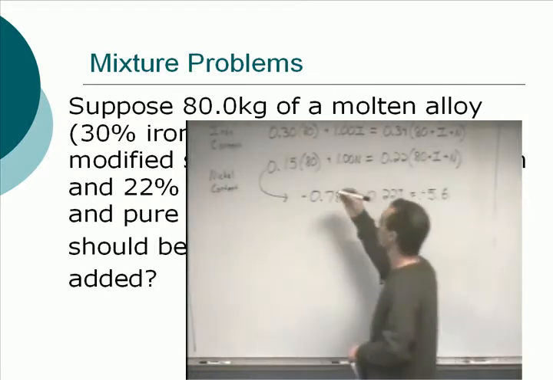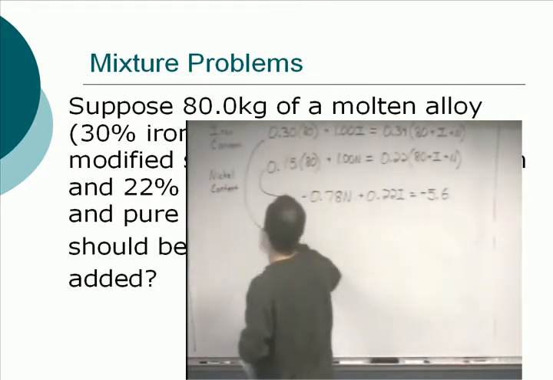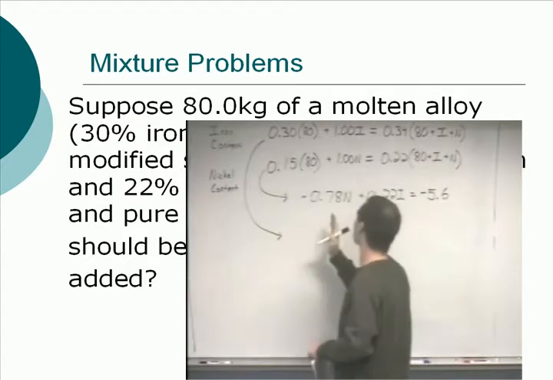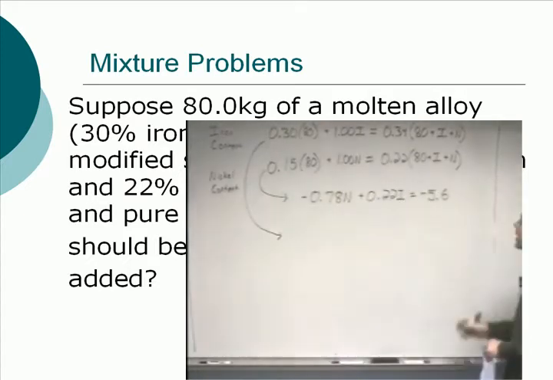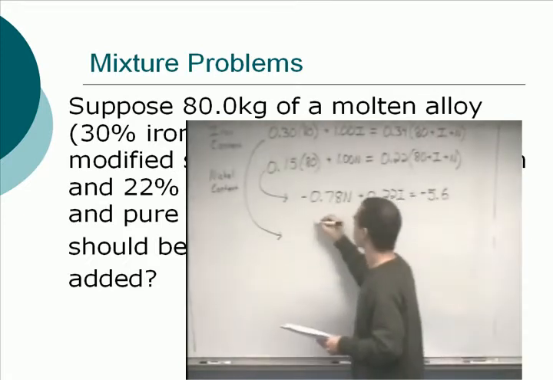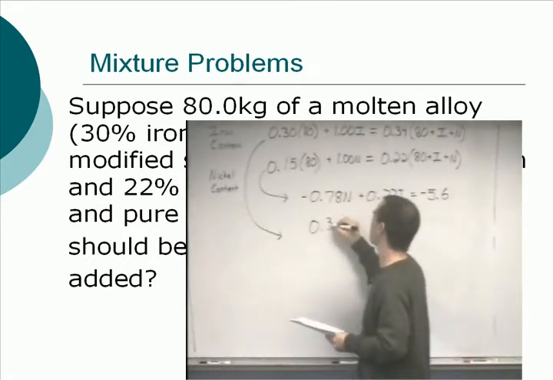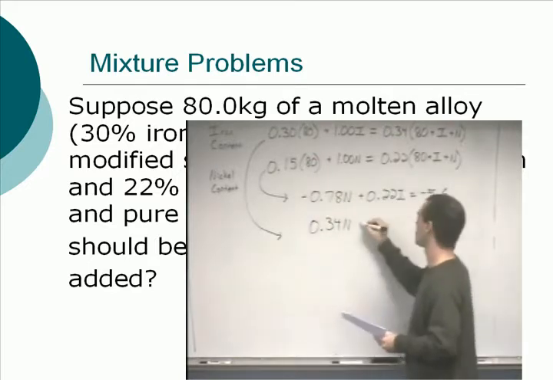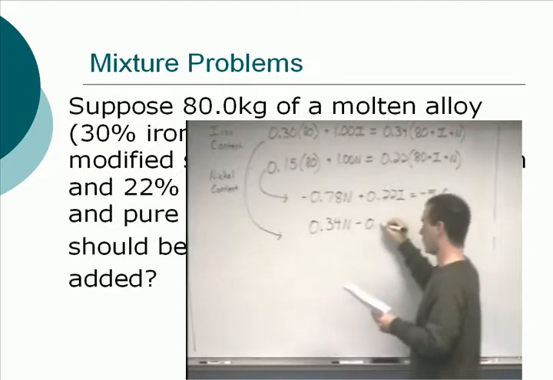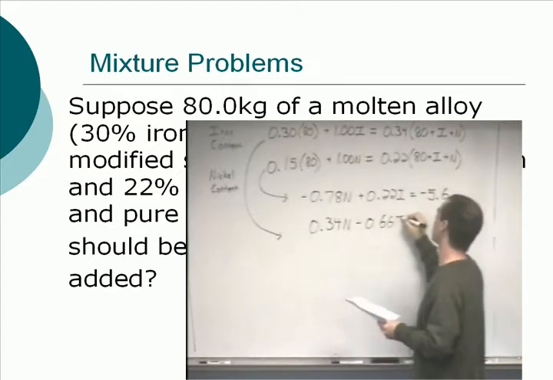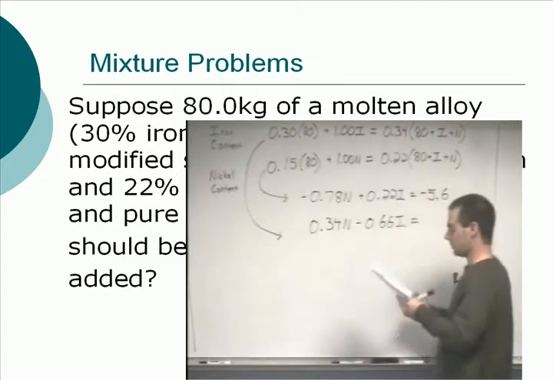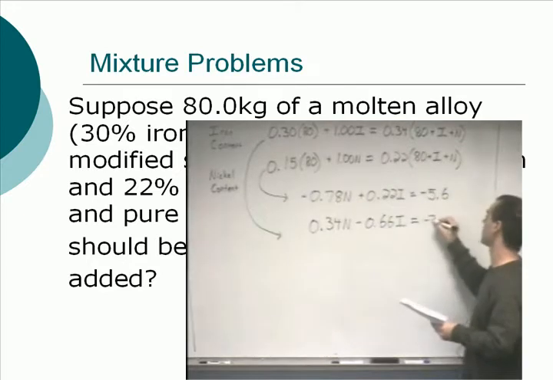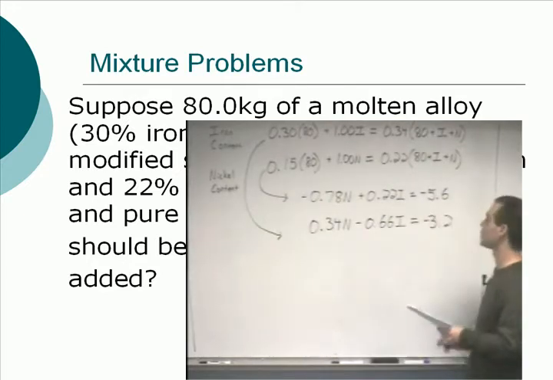The top one, once you go through and combine all those like terms and get them so that they're in the same order, N, I, equals constant, you will end up with 0.34 N minus 0.66 I equals negative 3.2.